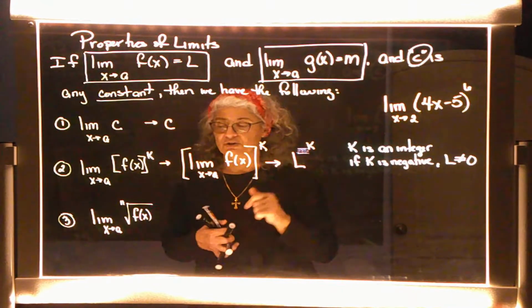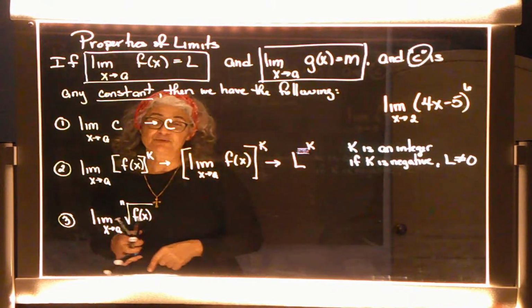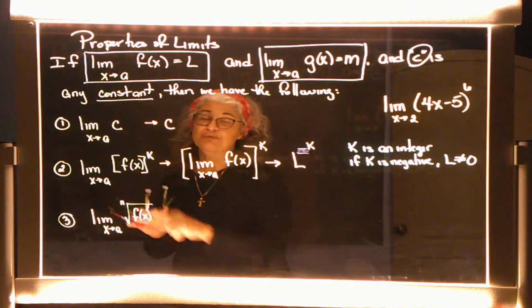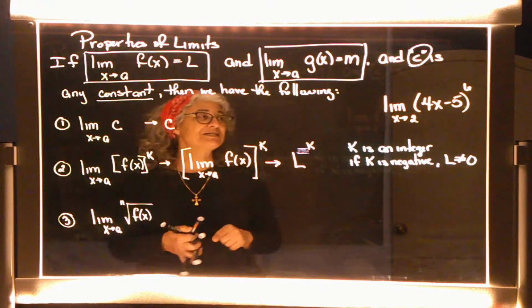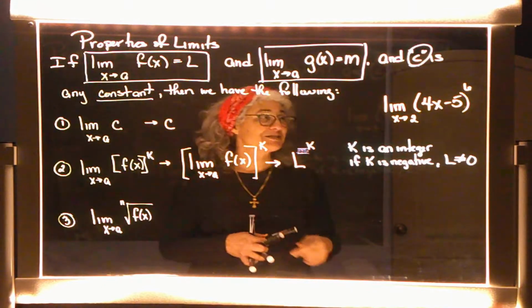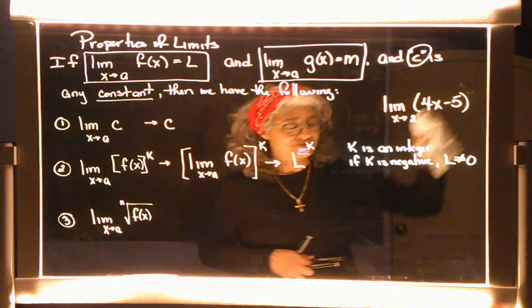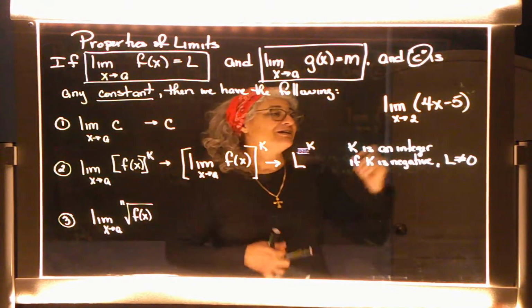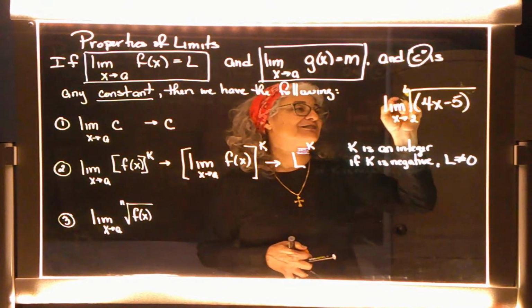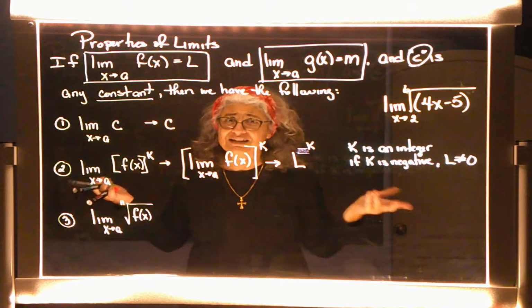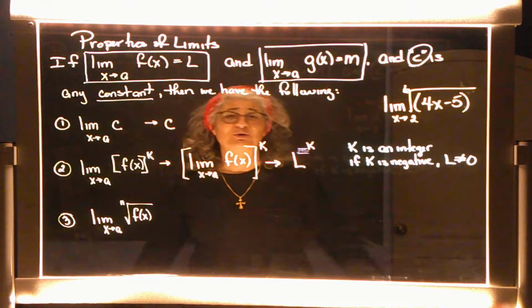Cool? Okay. Let's look at number 3. Number 3 kind of goes hand in hand with number 2. Just imagine if instead of the power of 6 here, just imagine if this was asking you to take the 6th root of that. You're like, how do you take that? That's exactly my point. How do you take the 6th root of 4x minus 5?